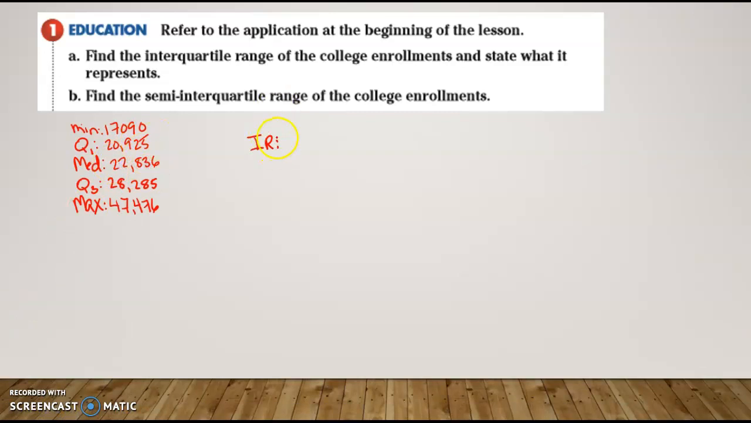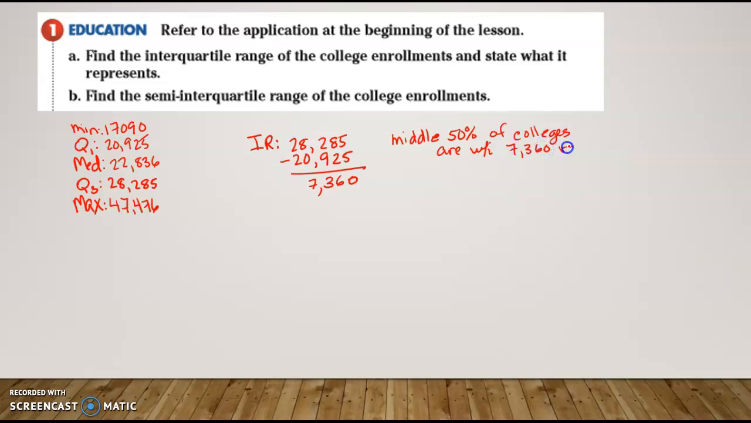But you definitely have messed up my interquartile range. That's 28,285 minus 20,925. So that, 8 minus 2, 6, 12 minus 9, and then that's 7330. So that interquartile range means that the middle 50% of colleges are within that 7360 range.